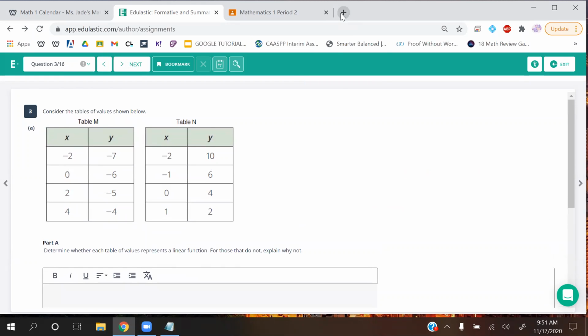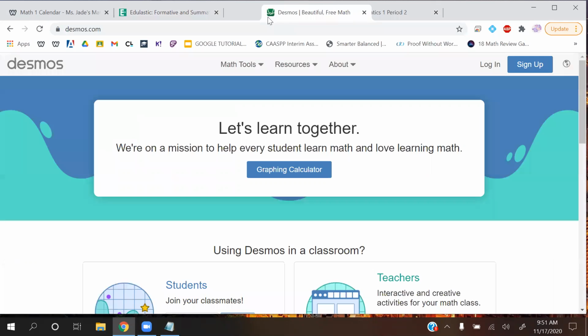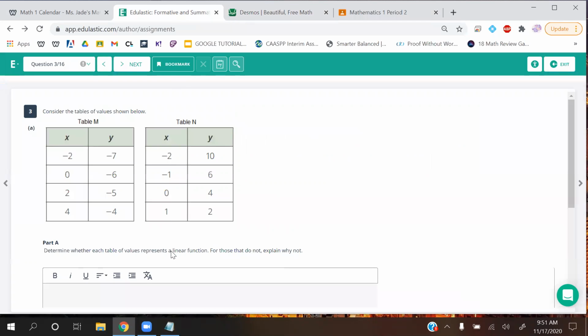Okay, so for this one, I want us to take a look at Desmos. If we have a linear function, you should have a straight line. Your dots should make a straight line. Let's take a look if we can make a straight line out of this.